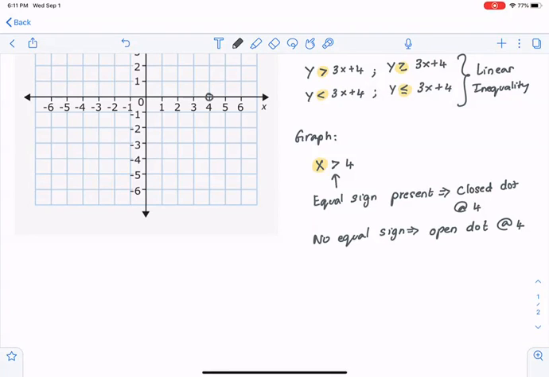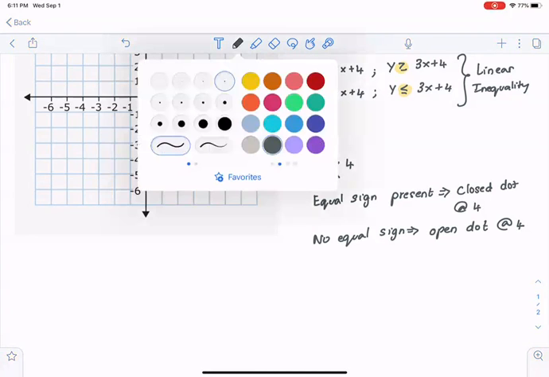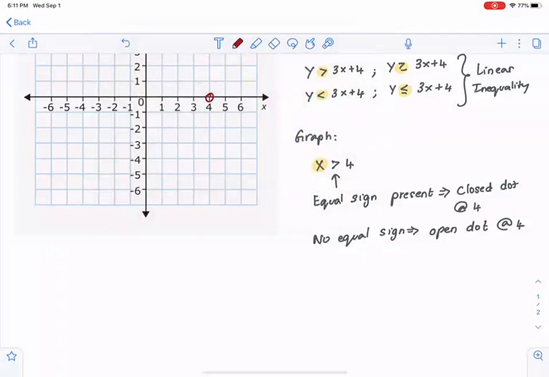But maybe I'll use a brighter color. And x could be any value bigger than 4. So all of those would satisfy the inequality. So all of those are possible values for x. And naturally, you have infinite possibilities.